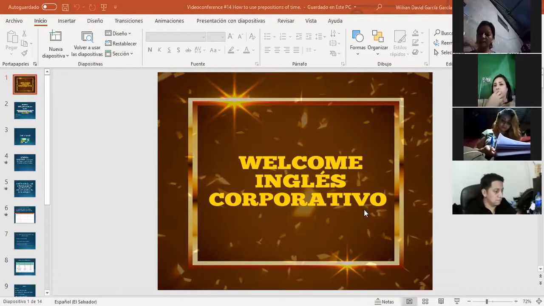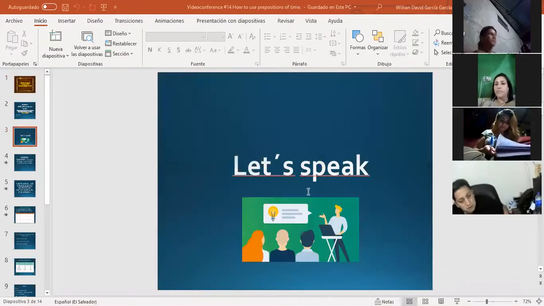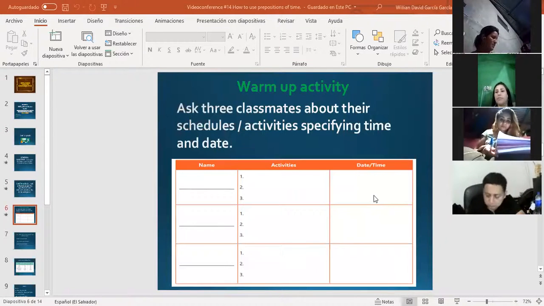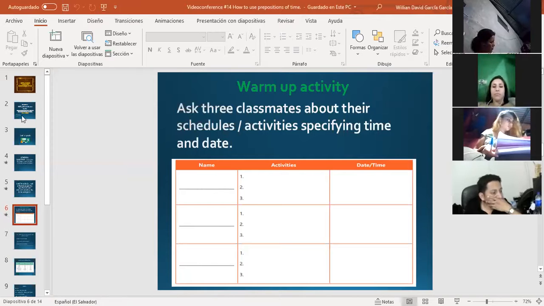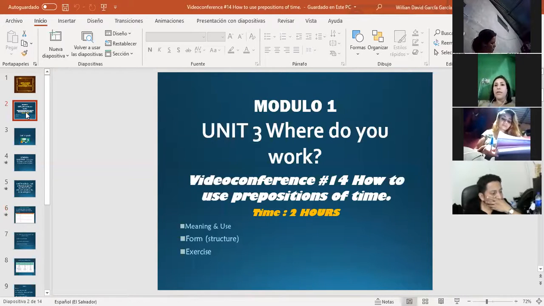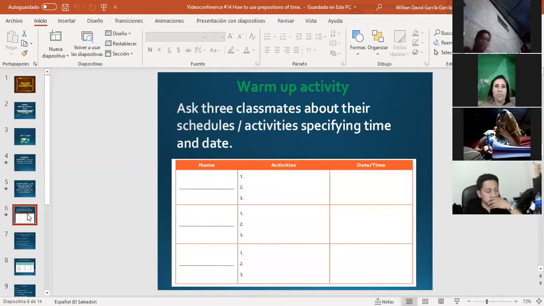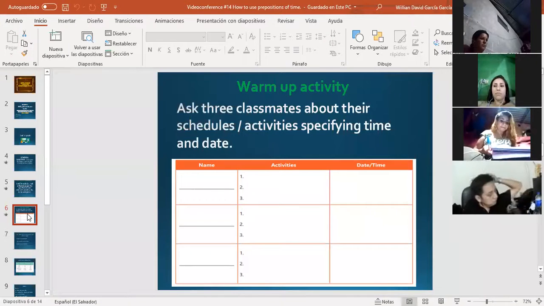Also, we talked about that. Let me show you here. In the last class, we were talking about how to use prepositions of time, exactly what you said at the beginning, and asked three classmates about three schedules, activities specifying the time.